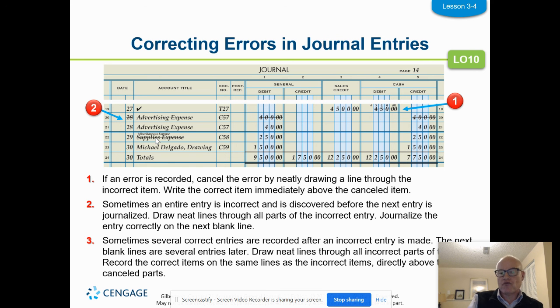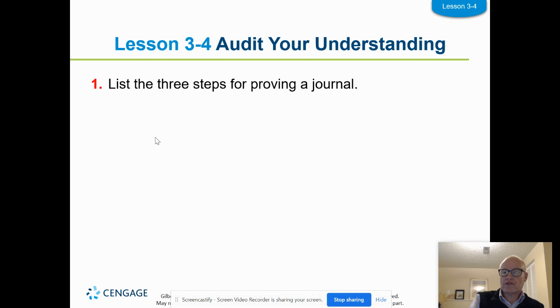Okay. Again, draw neat lines through all the incorrect parts and then write the correct stuff in either above or on a new line below. Kind of pretty intuitive, I think, right? And here they're pointing to the various ways we can correct entries.